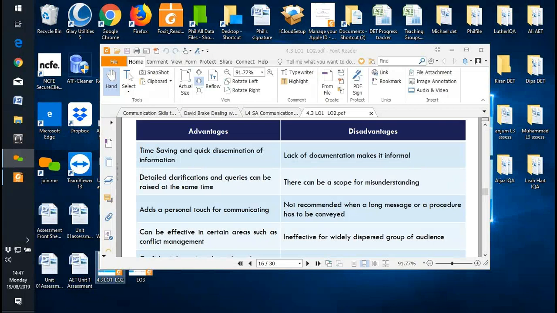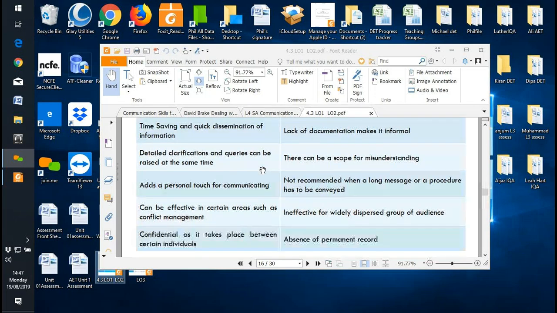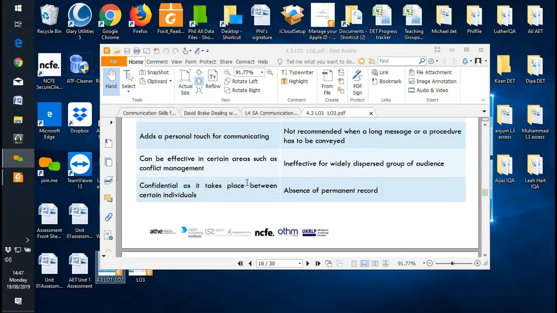It adds a personal touch to communications. That depends on who's delivering it, but it's not recommended when long messages or a procedure has to be conveyed. It can be effective in certain areas such as conflict management, but it's ineffective for a widely dispersed audience. It's confidential as it takes place between only certain individuals, but there's, again, an absence of a permanent record, unless it's a meeting and minutes are taken, but then you've got a recorded message.